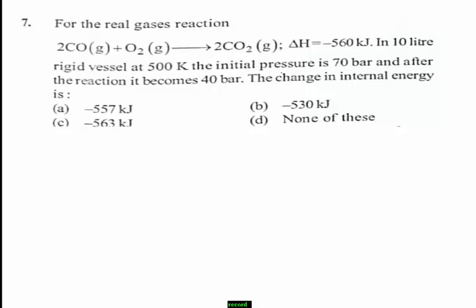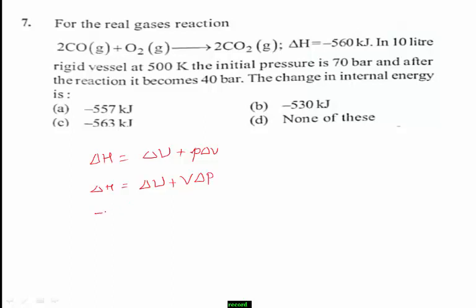The change in the internal energy is option A 557 kilojoule, option B minus 530 kilojoule, option C minus 563 kilojoule, option D none of these. How do you calculate this? Students, you know one expression, the relationship between delta H and delta U. Here I write delta H equal to delta U plus P delta V. As here, I write delta H equal to delta U plus V delta P. Just a change in the position.